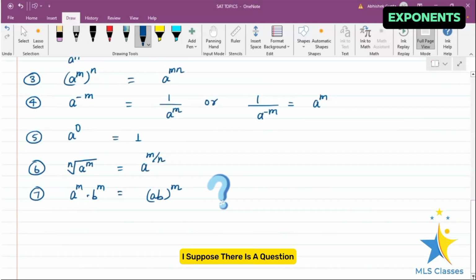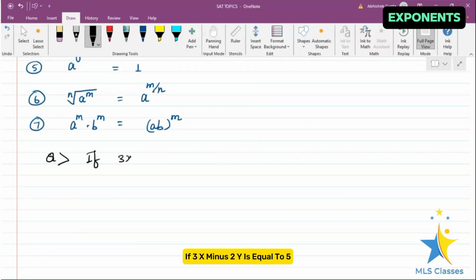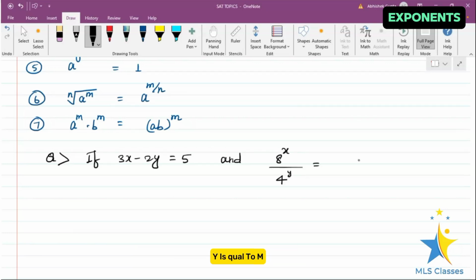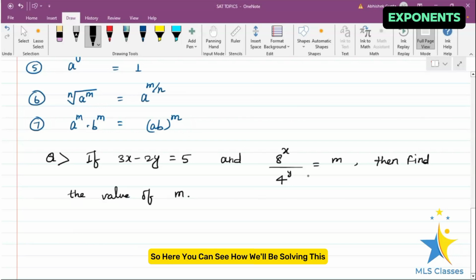Now suppose there is a question which says: if 3x minus 2y is equal to 5 and 8 to the power x over 4 to the power y is equal to m, then find the value of m. Here you can see how we'll be solving this. The bases are different and the powers are also different. So the first thing we will think about is either making the exponents the same or making the bases the same. What we will do here is write 8 as 2 cube and 4 as 2 square.